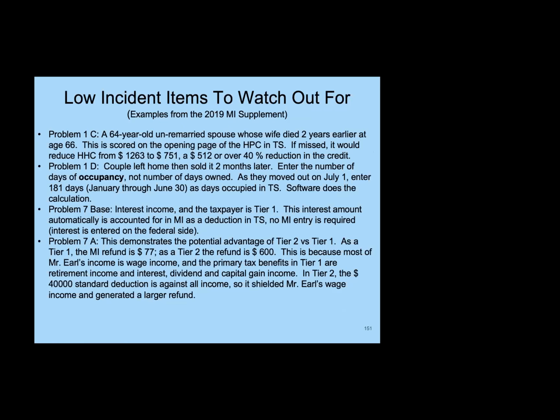On 7A, this demonstrates the potential advantage of a tier 2 versus tier 1. As a tier 1, the Michigan refund is $77. As a tier 2, the refund is $600. Well over $500 more. This is because most of Mr. Earl's income is wage income, and the tax benefits in tier 1 are retirement income and interest, dividend, and capital gains. In tier 2, it's a $40,000 standard deduction against all income. So it shielded Mr. Earl's wage income and generated a larger refund.